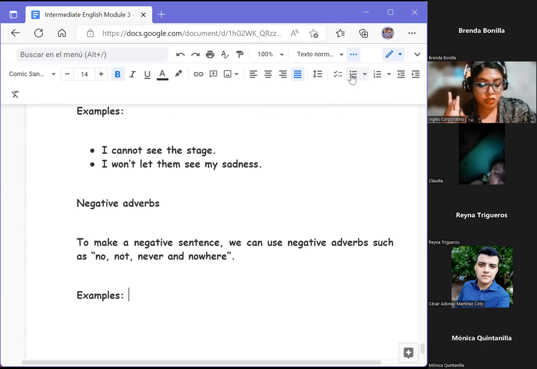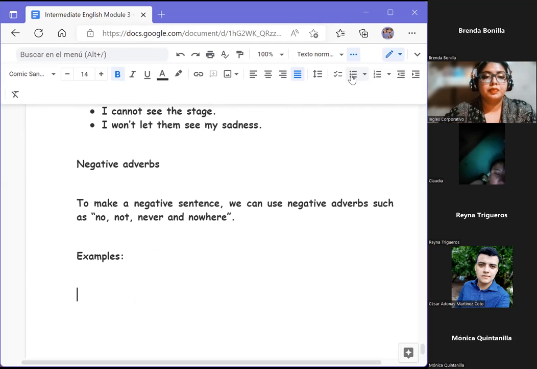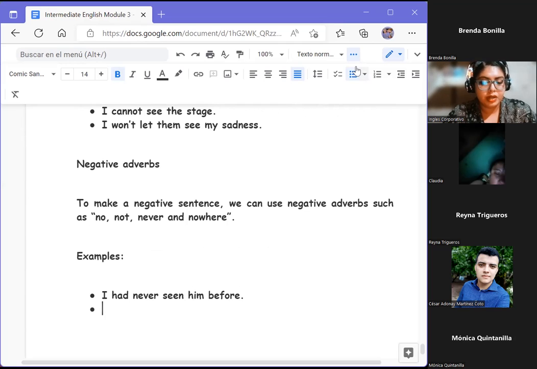So we have two examples. We have "I have never seen him before." And the second one, "He is nowhere to be found."